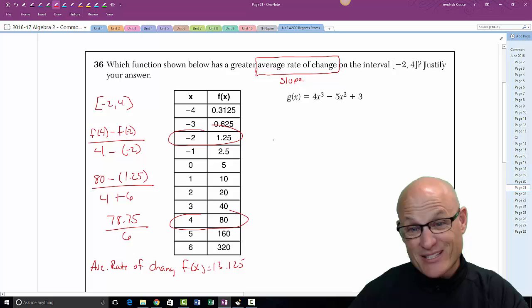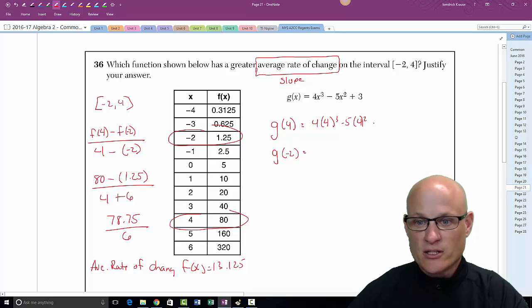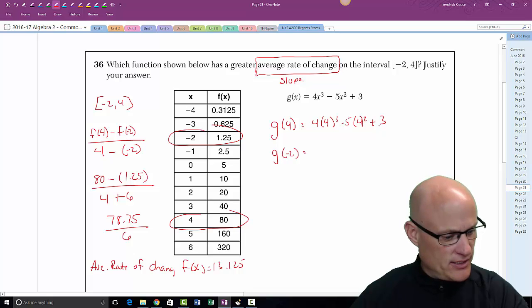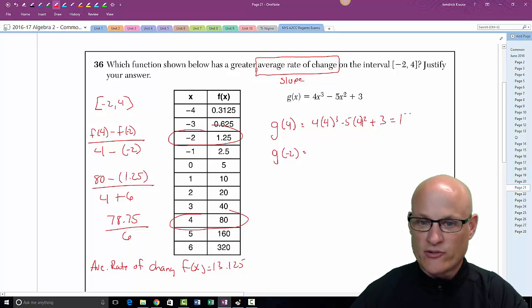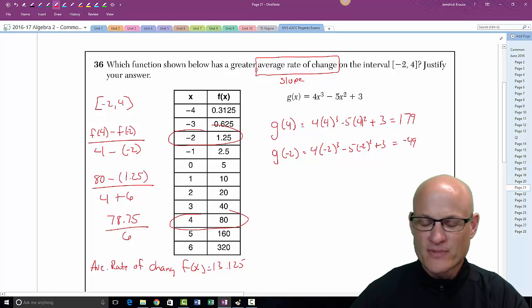Now we have to do g of x. We're going to do the same thing, but now we have to plug stuff in. We're going to do g of 4, and we have to figure out what g of -2 is. So this is 4 cubed minus 5 times 4 squared plus 3. Let me do that work for you. I believe that's 179. Then we're going to do -2 cubed minus 5 times -2 squared plus 3. And I believe that to be -49. I'm going to make sure.